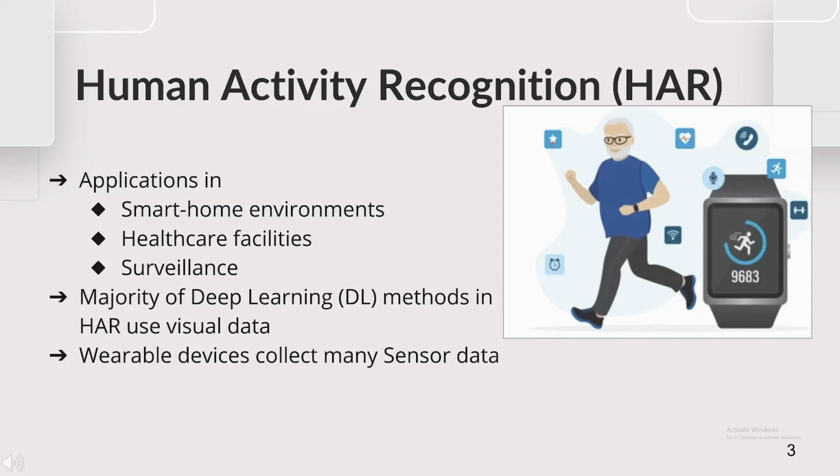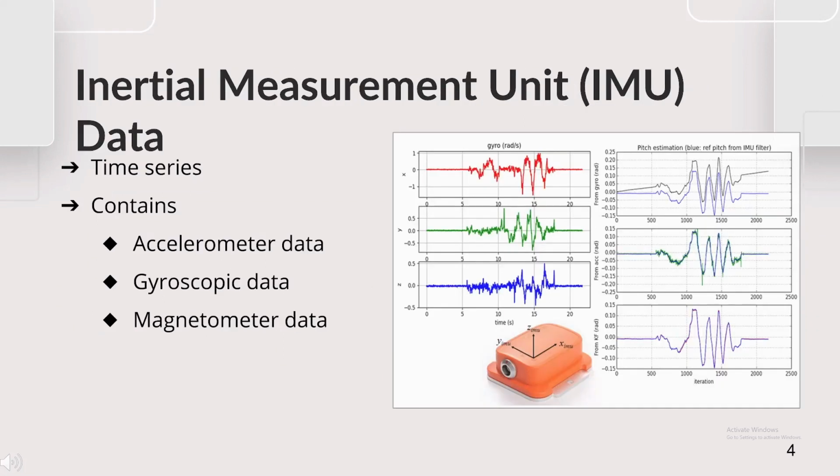But nowadays, the use of wearable devices like smartwatches is becoming more common, and these devices collect a multitude of sensor data continuously, which we can use to recognize the user's activity. These sensor data are called inertial measurement unit data, and these data are time series in nature, and this data reports on body movements using forces, angular rate, and sometimes the orientation of the body.